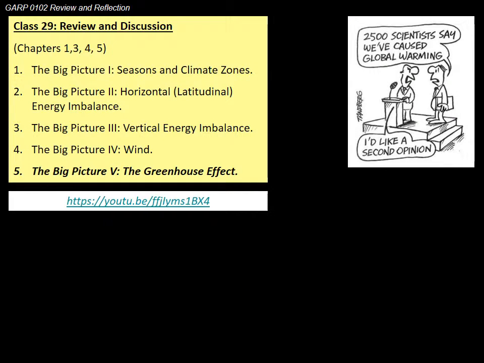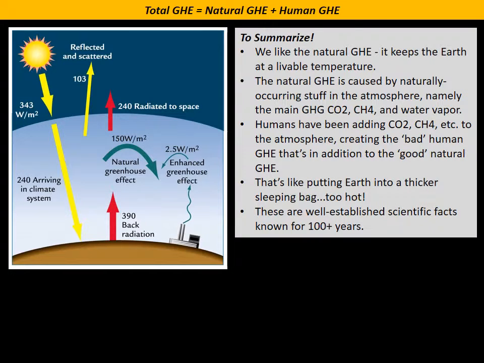The greenhouse effect, here's another awesome link you can explore: the greenhouse effect and issues of global warming. We talked about it. We want to really distinguish between the natural greenhouse effect and the human-caused greenhouse effect. So the total greenhouse effect is now a combination of natural causes and human causes. And we talked about the idea that the natural greenhouse effect is kind of nice because it keeps the Earth at a nice livable temperature.